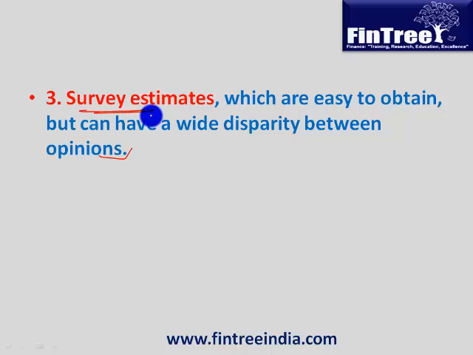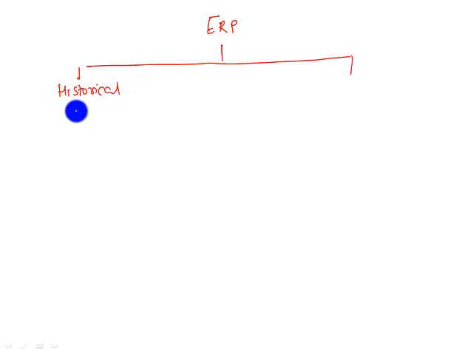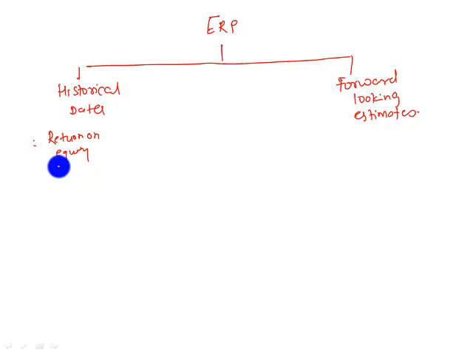Okay, so let's make one consolidated flowchart for equity risk premium. Equity risk premium either can be derived based on historical data, or we can derive that based on forward looking estimates. If we derive from historical data, this is nothing but return on markets minus RFR.